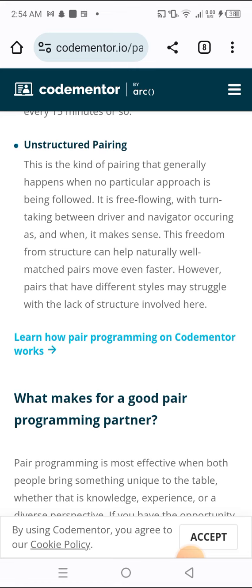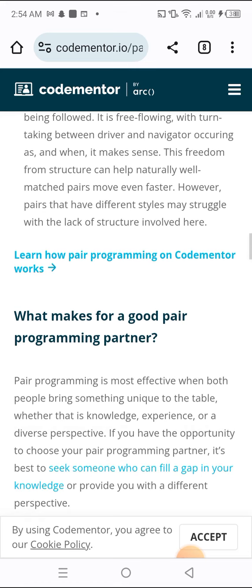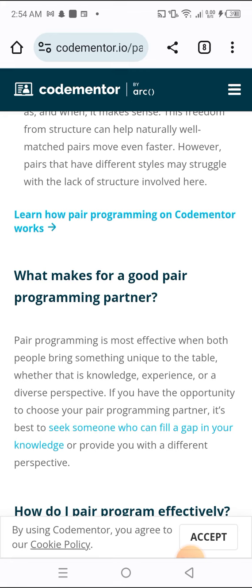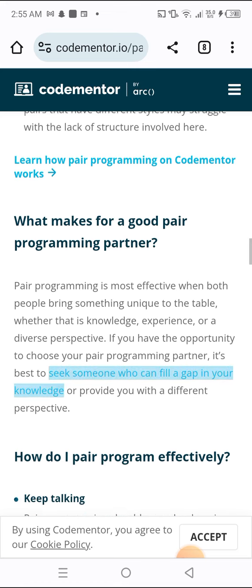What makes for a good pair programming partner? Pair programming is most effective when both people bring something unique to the table, whether that is knowledge, experience, or a diverse perspective. If you have the opportunity to choose your pair programming partner, it's best to seek someone who can fill a gap in your knowledge or provide you with a different perspective.